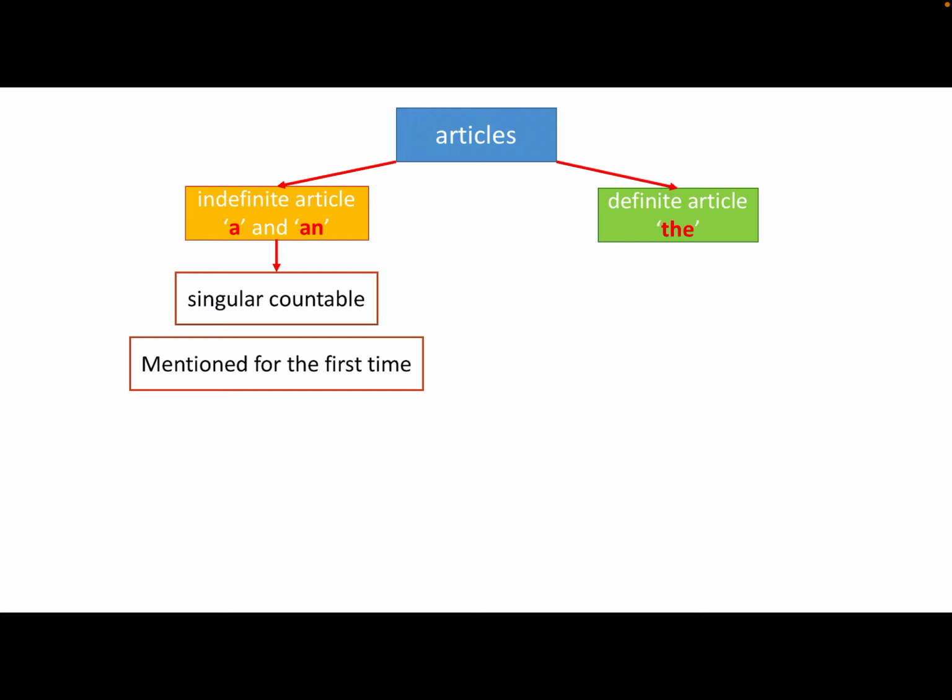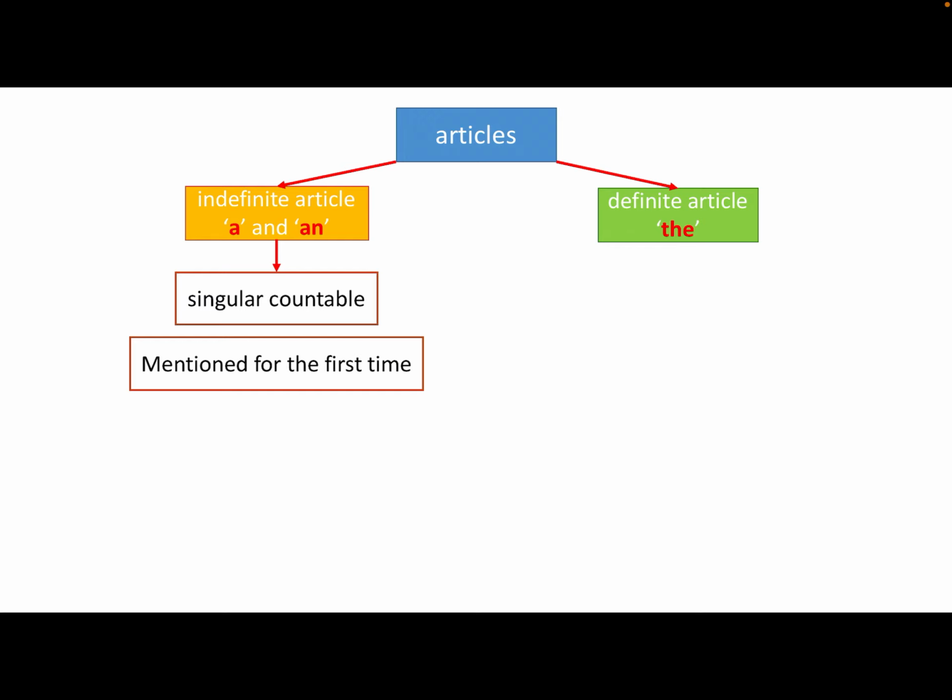Also, we normally use a or an when the noun is mentioned for the first time. After all, a and an are indefinite articles. The word indefinite means not exact. So indefinite articles are used when we are not talking about anything specific, but talking about things in general.